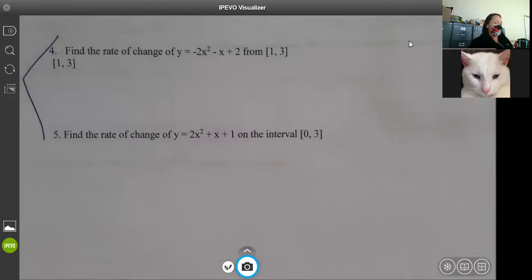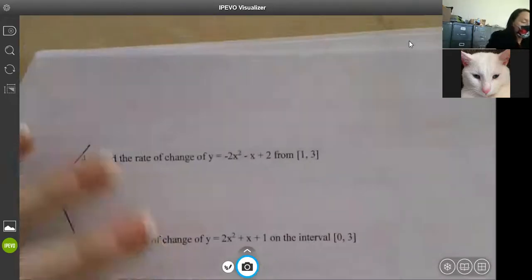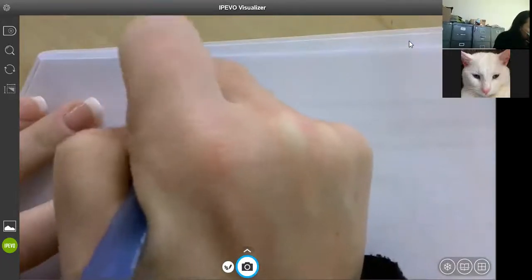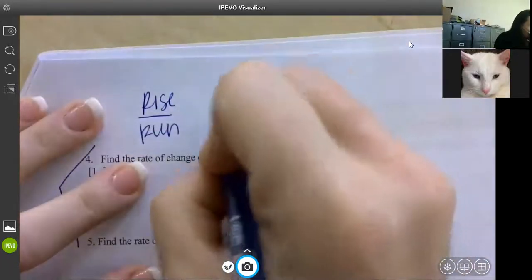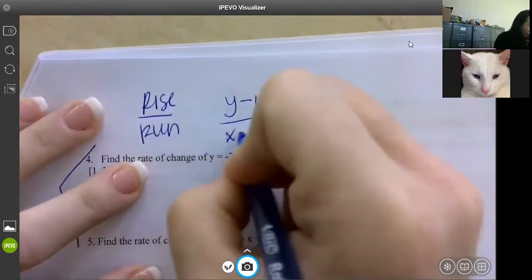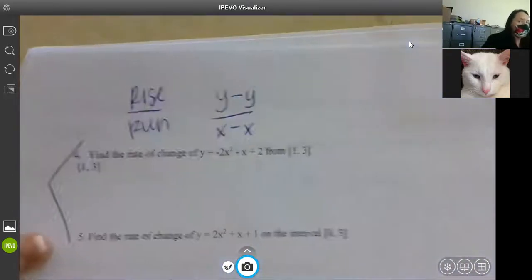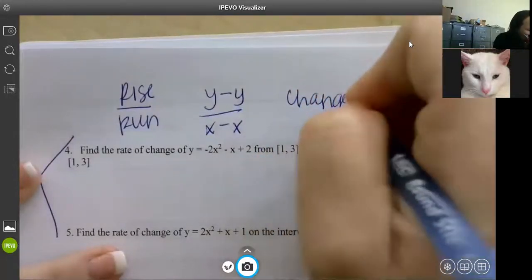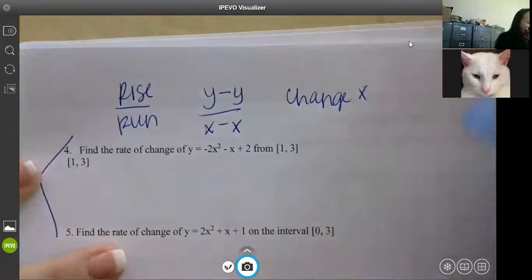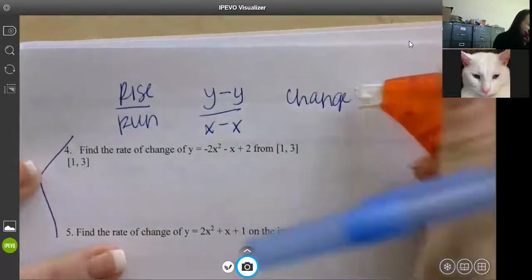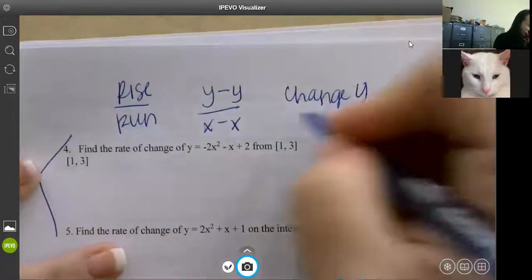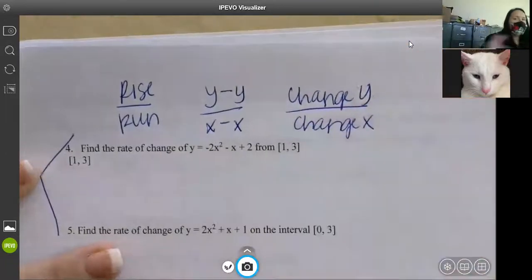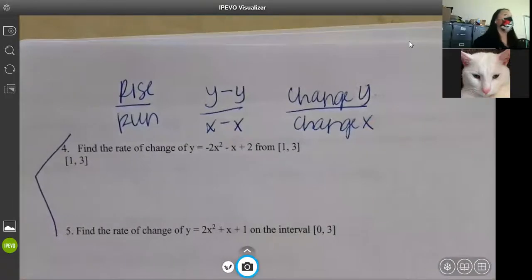Remember yesterday we were talking about slope and we were doing it a couple different ways. If we were graphing, it was rise over run. If we were doing points, it was y minus y over x minus x. And if it was a table, it's the change, sorry, not the change in x, the change in y, over the change in x. And you have that written down all on the other pages. So you can rewrite it or not.